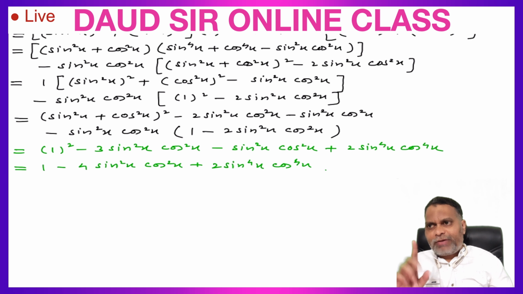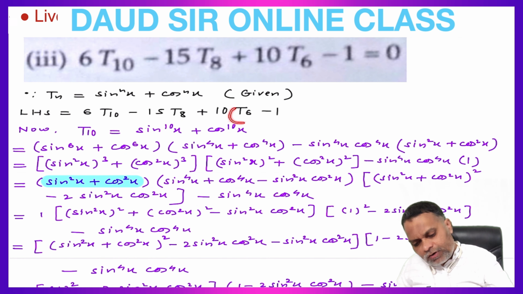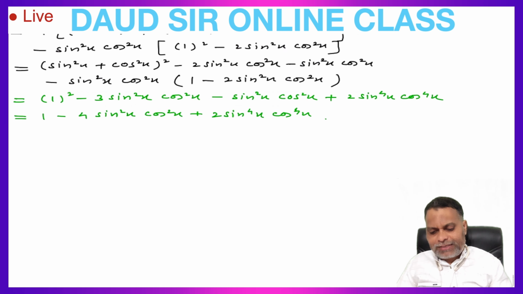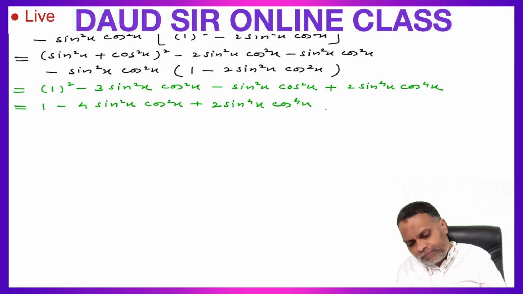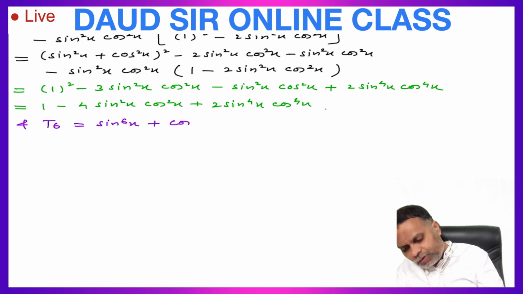One more term is remaining, and that term is T6. So first calculate this T6. After calculating T6, we can substitute the value in LHS. Now T6 is equal to sine raised to the power 6x plus cos raised to the power 6x. For 6 we have the identity, so directly we can write sine square x whole cube plus cos square x whole cube.